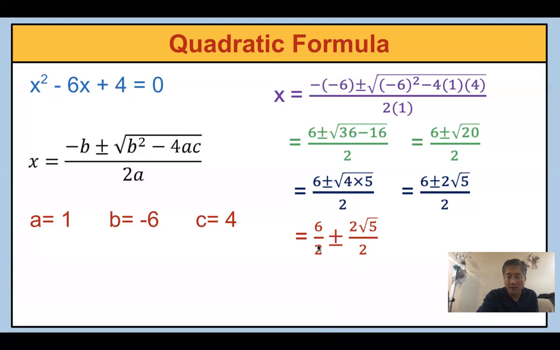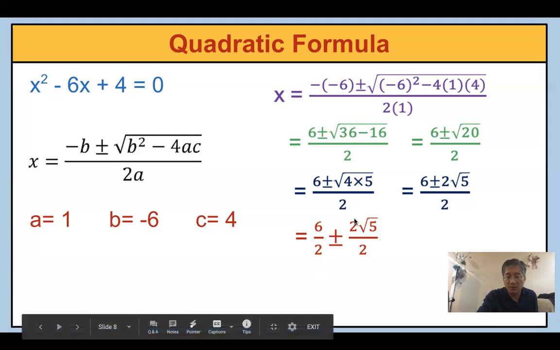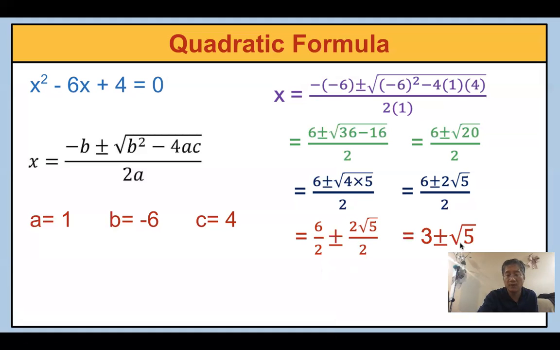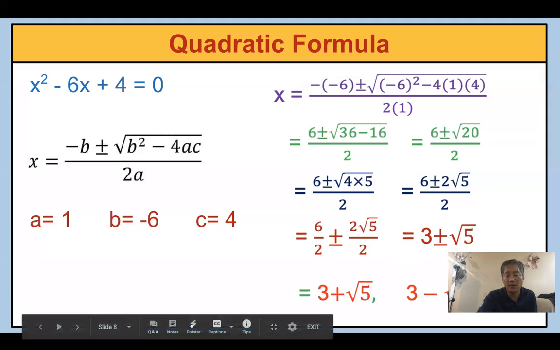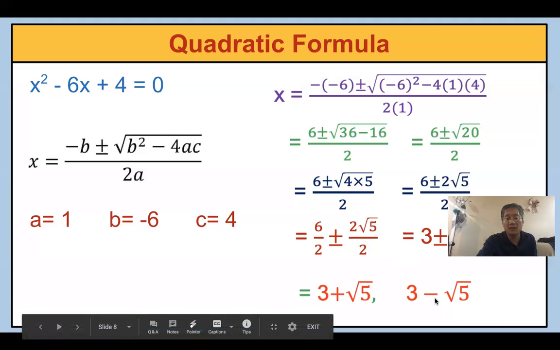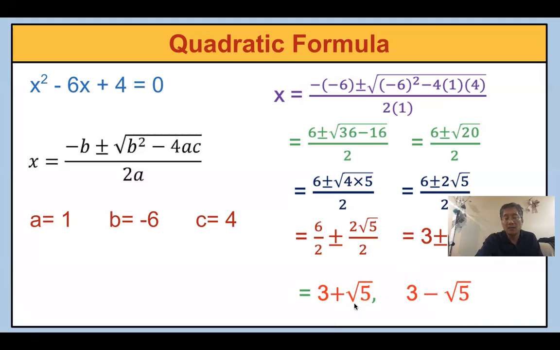And then simplify. 6 over 2 is 3, 2 and 2 cancel out. And then your answer is 3 plus minus square root of 5. This means you have two answers here, right? One is 3 plus square root of 5, and the other one is 3 minus square root of 5. These are irrational numbers. You know what irrational numbers mean, right? So we are done like this. Does everybody understand these steps?